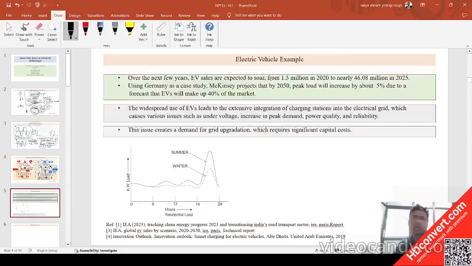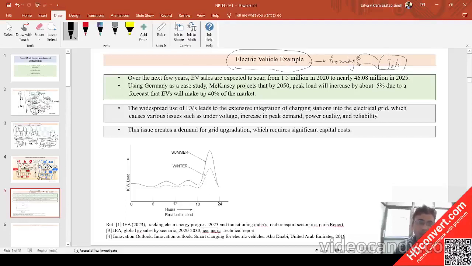Let's take an example of EVs, electric vehicles. Why am I taking electric vehicles as an example? Because it is a very booming field. Booming in the sense that a lot of research is going on in the EV field, and a lot of job opportunities are there. So I am taking this example to relate you with the current scenario of the market.